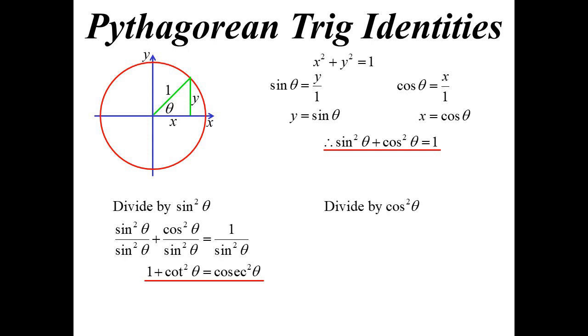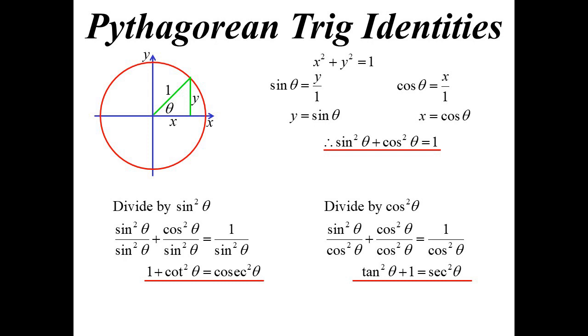And the third one, instead of dividing by sine squared, we'll divide everything by cos squared. So sine squared on cos squared, tan squared. Cos squared on cos squared, 1. 1 on cos squared, sec squared. So the three Pythagorean trig identities: sine squared plus cos squared is 1. 1 plus tan squared is sec squared. And 1 plus cot squared is cosec squared.